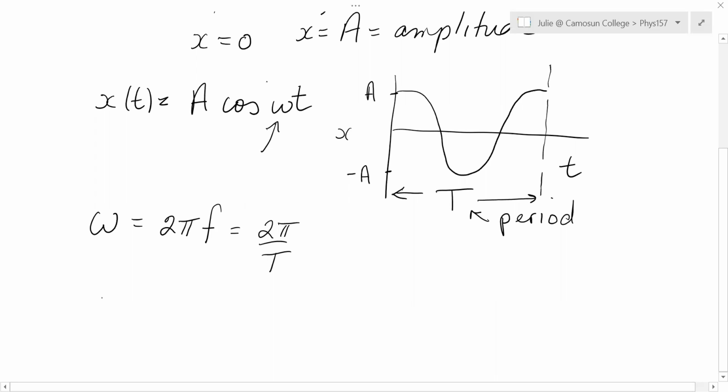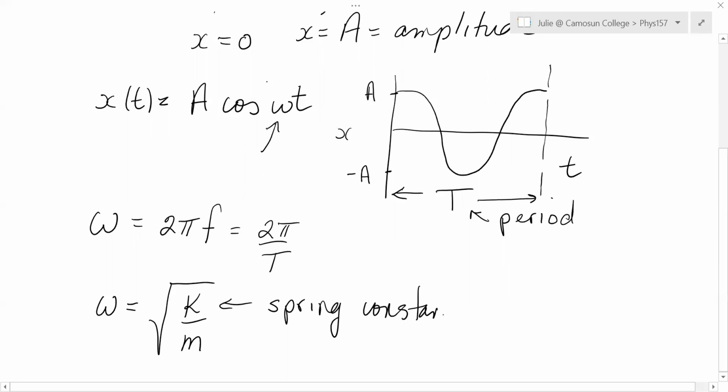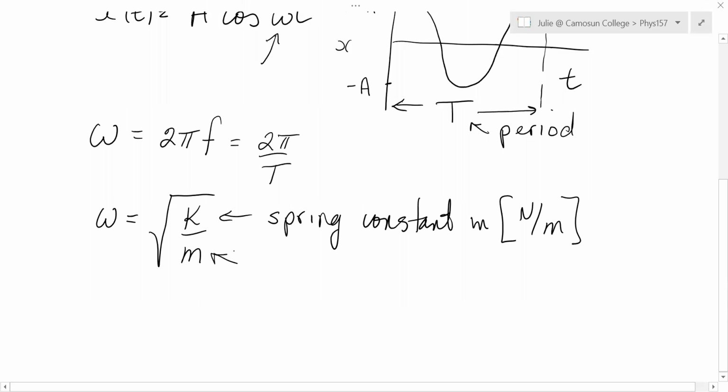Now, as far as the spring goes, omega is determined by how springy the spring is and what the mass attached to the spring is. So this k is the spring constant, which we saw before in chapter 5. And remember, the units for that are newtons per meter. And this m is the mass that is attached to the spring. So the bigger the mass, the smaller the frequency. Obviously it's going to be harder to get that mass going back and forth if it's a big mass.